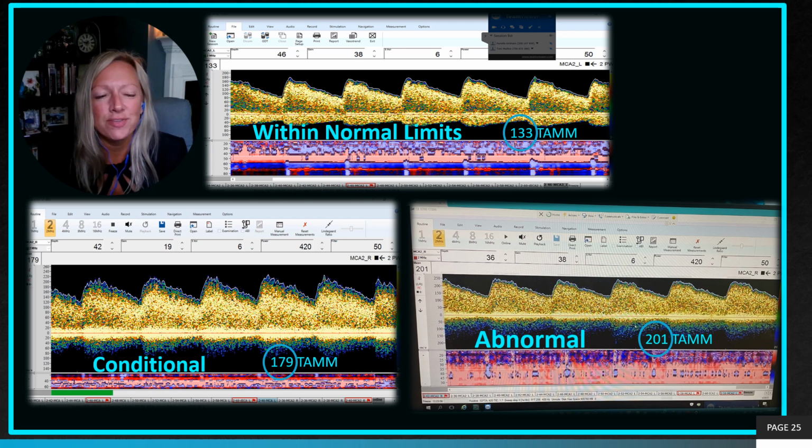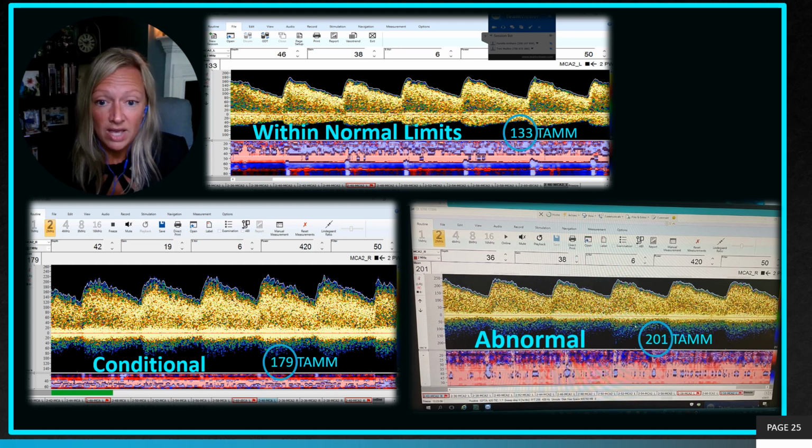Now we'll just review briefly what these different parameters look like on the TCD machine when you do find mean velocities that are in the different range of normal, conditional, or abnormal. So the normal mean velocities, as we mentioned previously, below 170 centimeters per second is the normal range. So here we have on the left a mean velocity of 133. So this is a normal mean velocity for our pediatric sickle cell disease population.